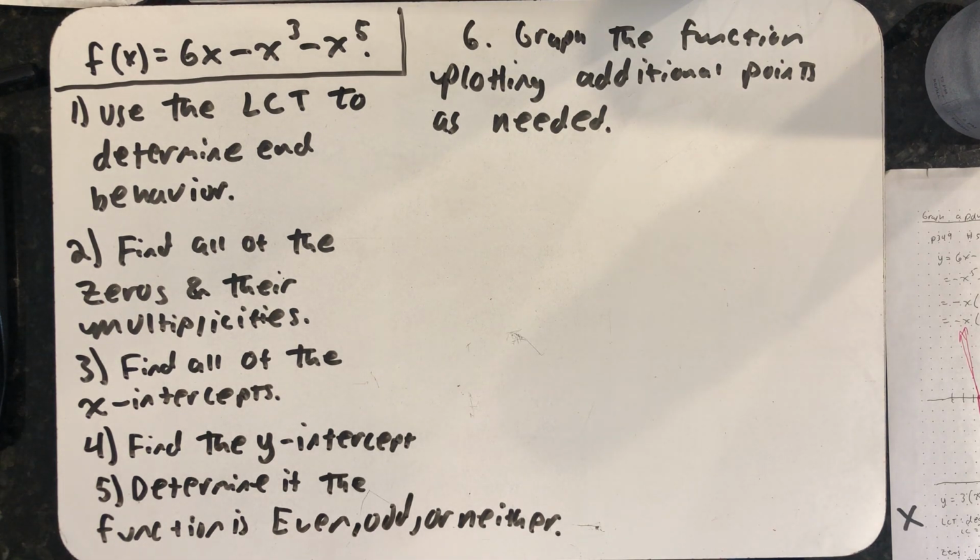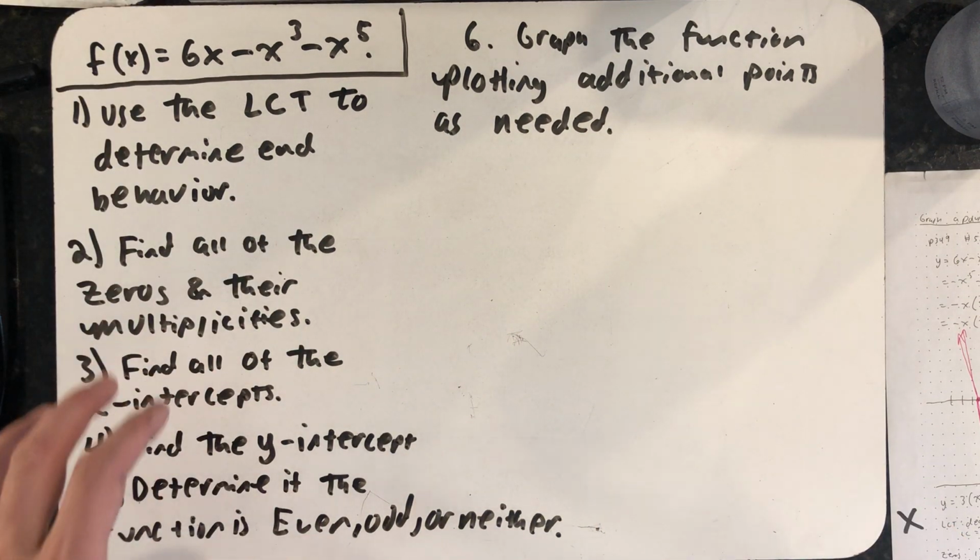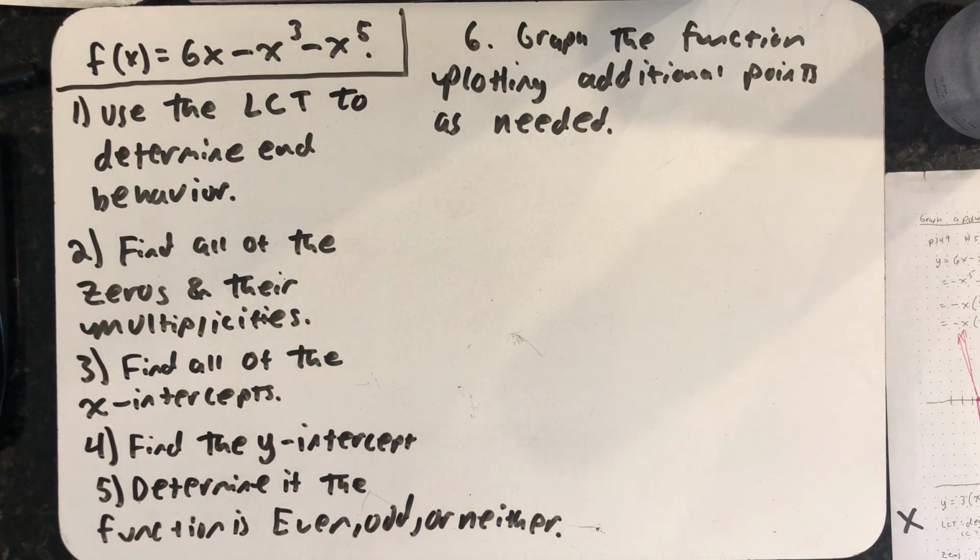I'm supposed to list the x-intercepts, find the y-intercept, and determine if the function is even, odd, or neither, because that will connect it to a symmetry relationship, if it has one, that might help me graph it. And then finally, I'm going to graph the function using all of these things, plotting other points as I feel like I need them. All right, the leading coefficient test asks me to know the degree and the leading coefficient.